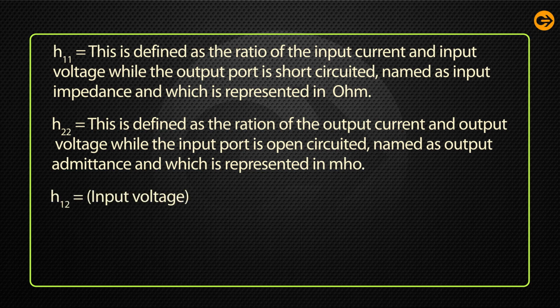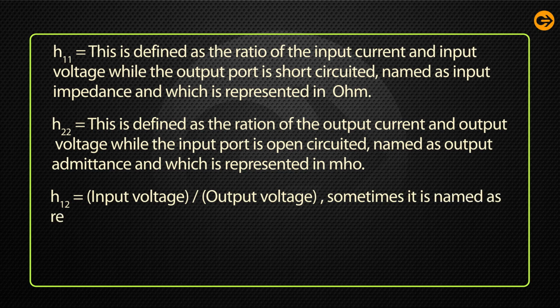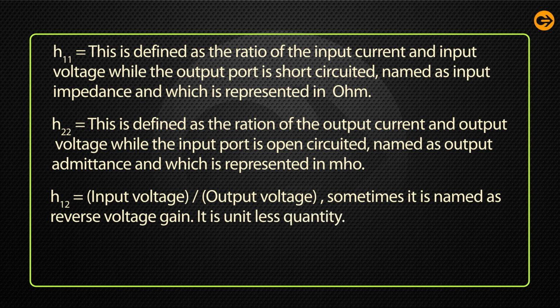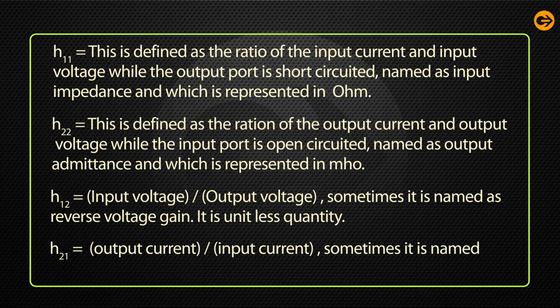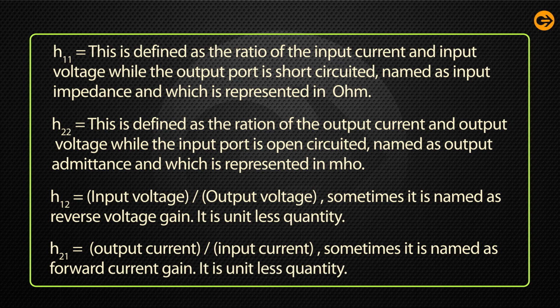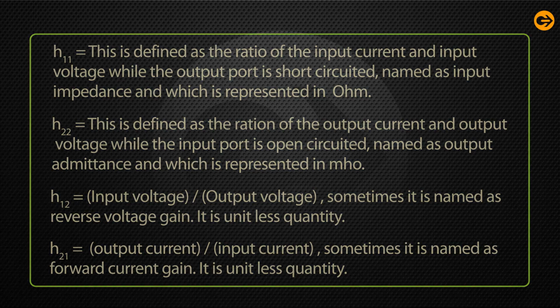H12 is equal to input voltage by output voltage. Sometimes it is named as reverse voltage gain. It is a unitless quantity. H21 is equal to output current by input current. Sometimes it is named as forward current gain. It is a unitless quantity. As we can see, dimensions are not alike because they are hybrid in nature, and these parameters are named as hybrid parameters.